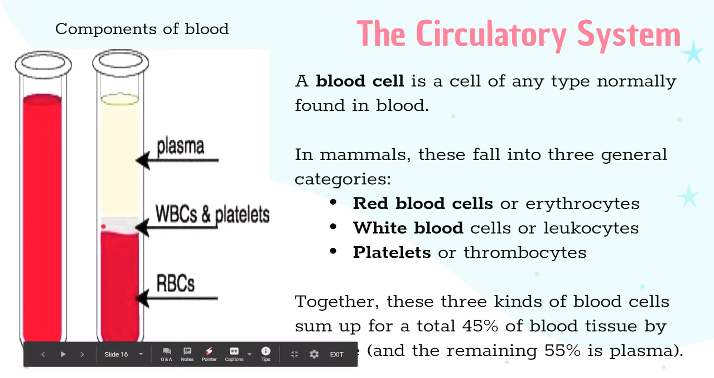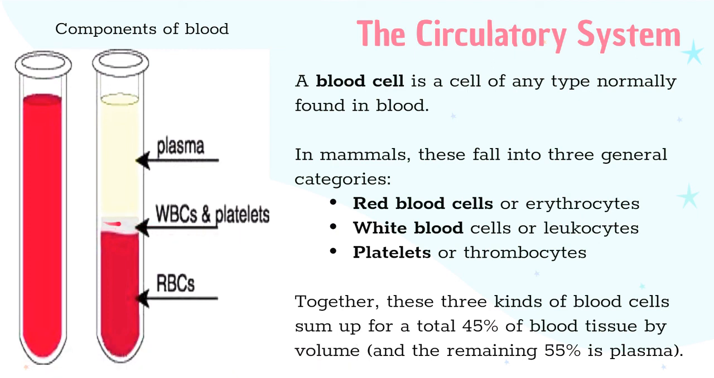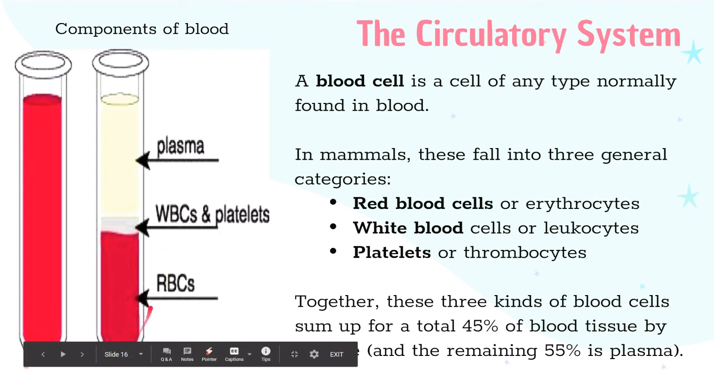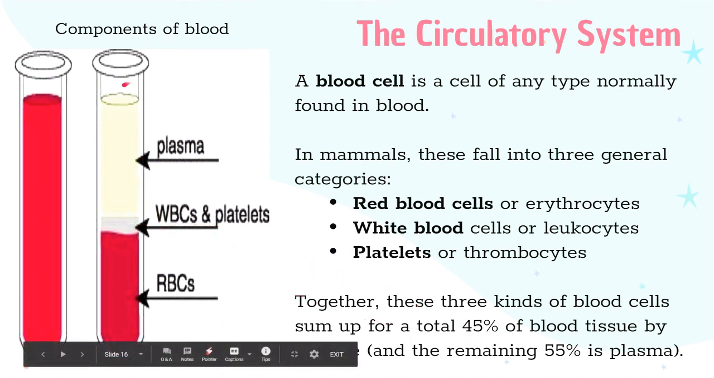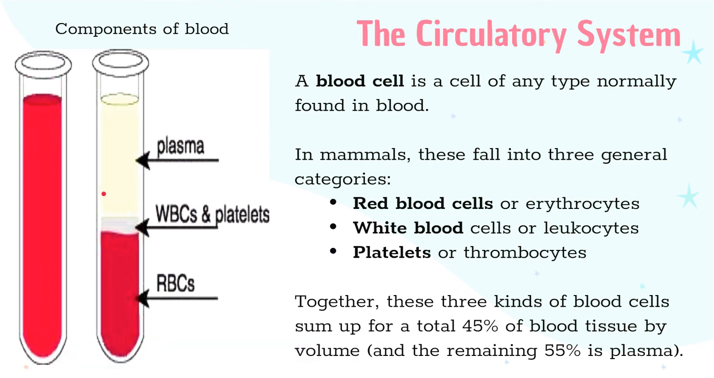Then you have very few white blood cells and platelets, so that's this part. And then the actual liquid part of the blood, where all of these cells float around, is called plasma. So what makes your blood red are actually the numerous red blood cells floating in it. The cells are just 45% of your total blood. The remaining 55% is plasma, the fluid portion of your blood.